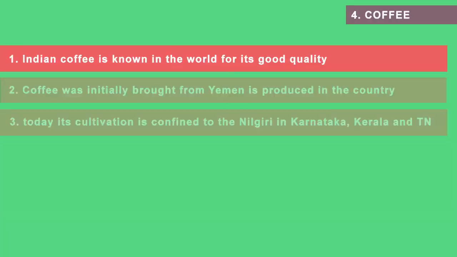Now after tea, it has to be coffee. Wherever you go, you will have an alternative to tea. So the Indian coffee is known in the world for its good quality. And always remember, coffee was never an Indian crop. It was brought initially from a country called Yemen.